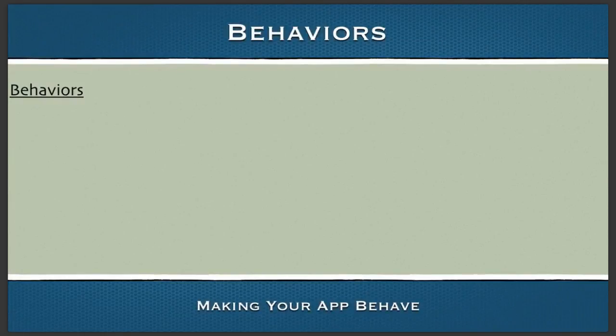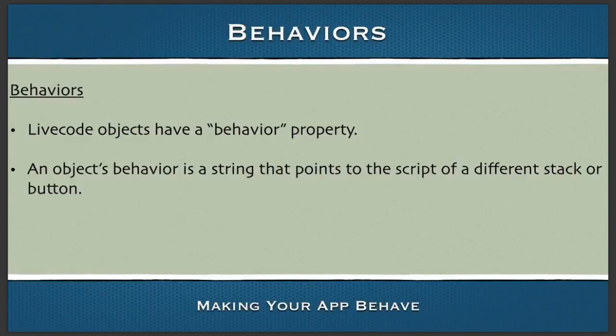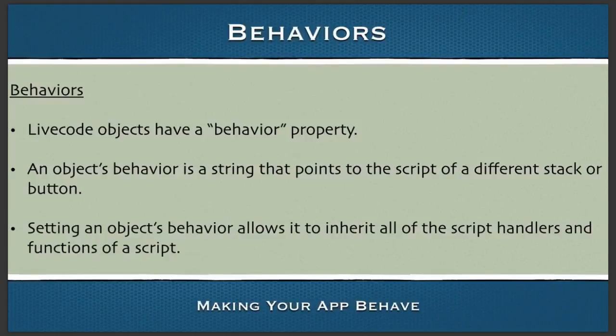Behaviors are a simple concept on the surface. They are just properties of LiveCode objects. More specifically, an object's behavior is a string which directs it to the script of a different stack or button. The result of setting an object's behavior is that object inheriting the script of the stack or button being pointed to. The easiest way to set the behavior is to provide the long ID of the stack or button with the desired script, because LiveCode knows how to convert long IDs to the exact format seen in the behavior property.